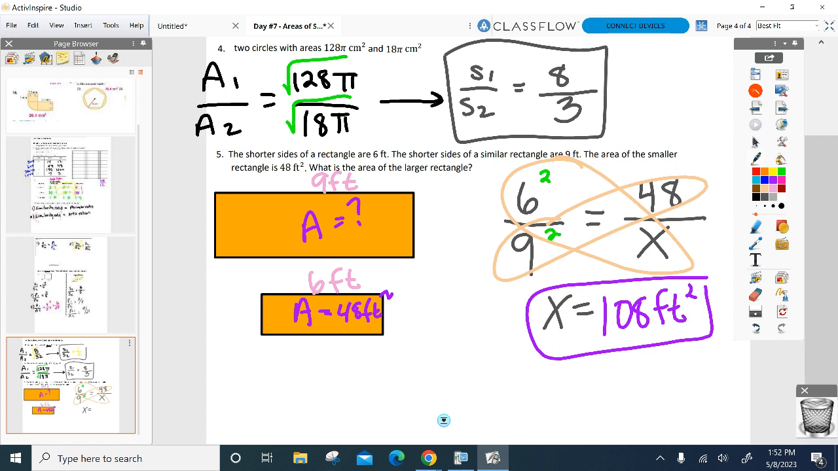Okay. Whoa! What course are we at? Honors. What if I said the perimeter was 48? Find the perimeter of the larger one. What would I set up instead to solve now? I changed that A to a P. How would that look now? Think about it, if I asked you to find the perimeter.